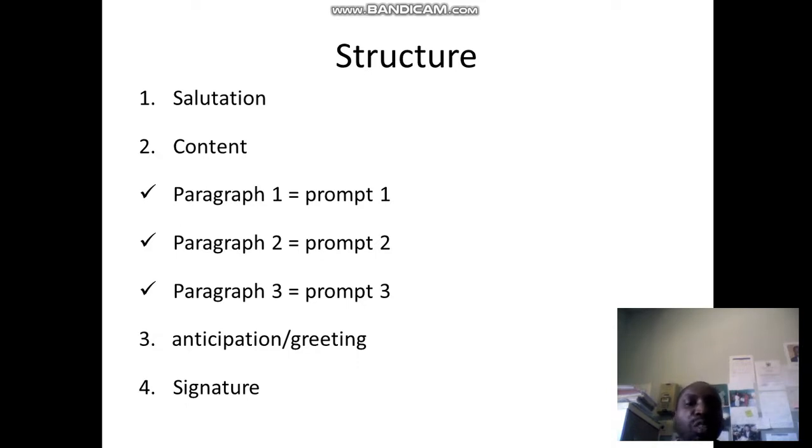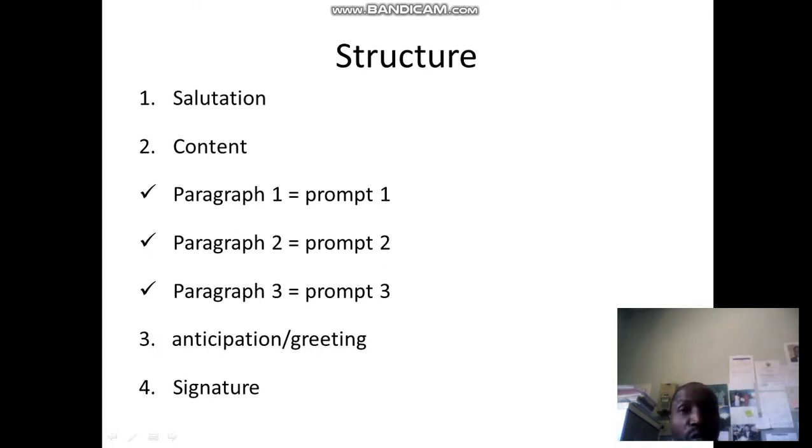The moment you start with greeting first, and then from there you have another paragraph where you cover prompt 1, it's going to result into what they refer to as flaws in paragraphing, and you are going to get lower marks. So it's very important for you to ensure that immediately after salutation, content starts with paragraph 1, prompt 1, paragraph 2, prompt 2, paragraph 3, prompt 3. Then from there you can greet now. After you have written, then you can say hi to Peter at home, or give me a call as soon as you receive my letter. It depends on what you want to say there.